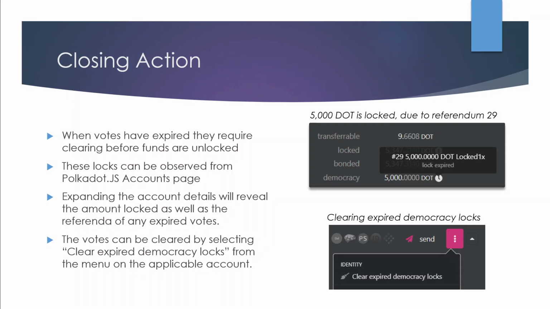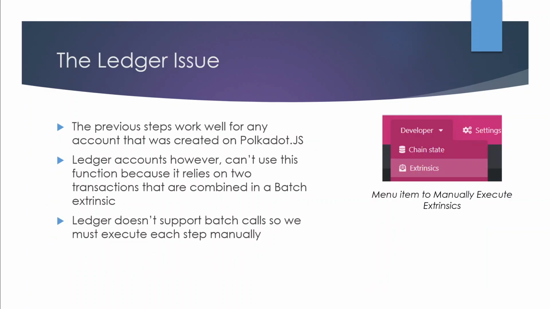So how do I clear this lock? The votes can be cleared by selecting Clear Expired Democracy Locks from the menu on the applicable account. And I have an image of that to the right. Sounds easy, and it usually is, except if you are a ledger user.